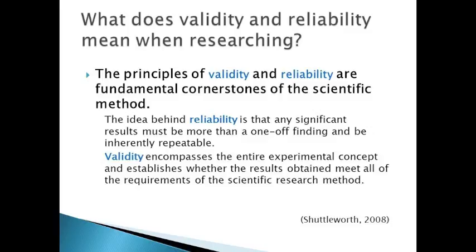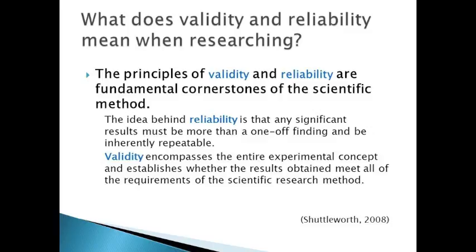So the idea behind reliability is that it has to happen more than once for it to be reliable. It can't be a one-off. You can't write a paper saying, this happened, if it only happened once. It needs to happen more than once. And validity, that is where you look at the research method and the results have to answer all of the requirements of that research method.